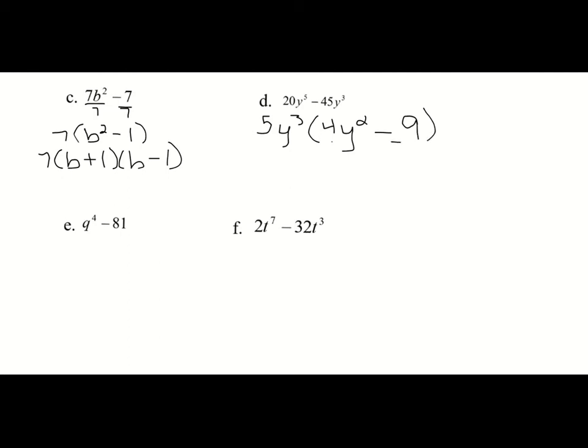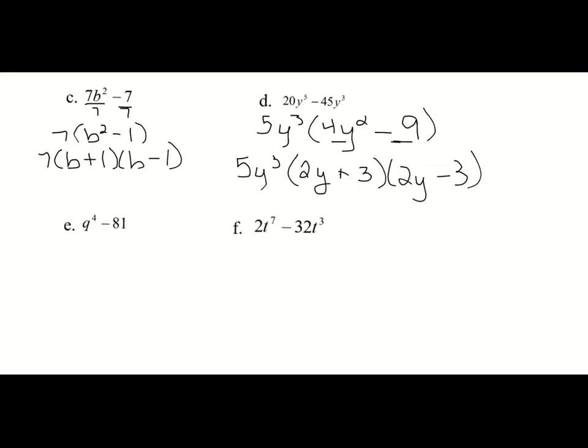Again, two terms, subtraction, they're both perfect squares. So my final factoring will be 5y cubed times the square root of 4y squared, which is 2y, plus the square root of 9, which is 3. And then we just need to have 2y minus 3. And that's my final factored form.